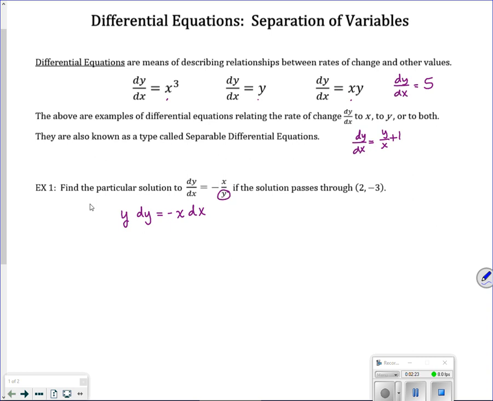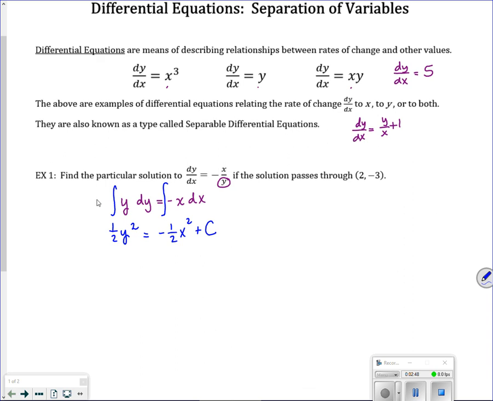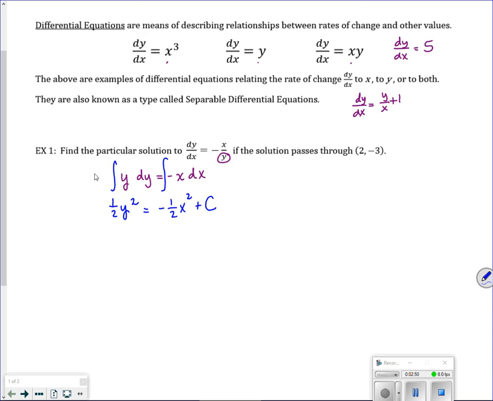And then what's your next step? Your next step is to integrate. I would get 1/2 y squared is equal to negative 1/2 x squared. Now you might say, why didn't you put a plus c on the left? Because I am going to put it on the right, and I could bring that over and there would be some constant. So you don't have to put it on both sides. You just put it on the right. But make sure you understand that you have to put this constant of integration right after you integrate. It cannot come on another line. It has to be right there.